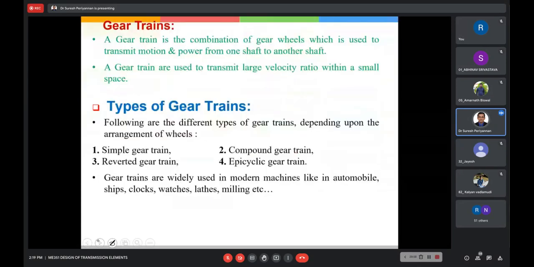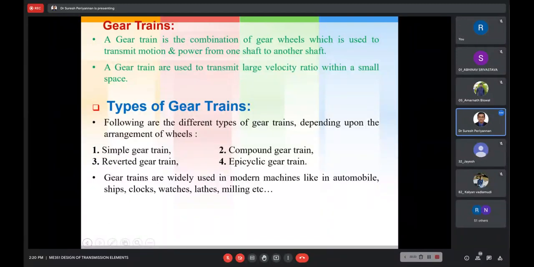Gear trains are a combination of gear wheels used to transmit motion and power from one shaft to another shaft based on our requirement. Not only rotation, I would like to transmit the appropriate velocity from one shaft to another shaft. If I would like a large velocity ratio, then I have to put more gears.